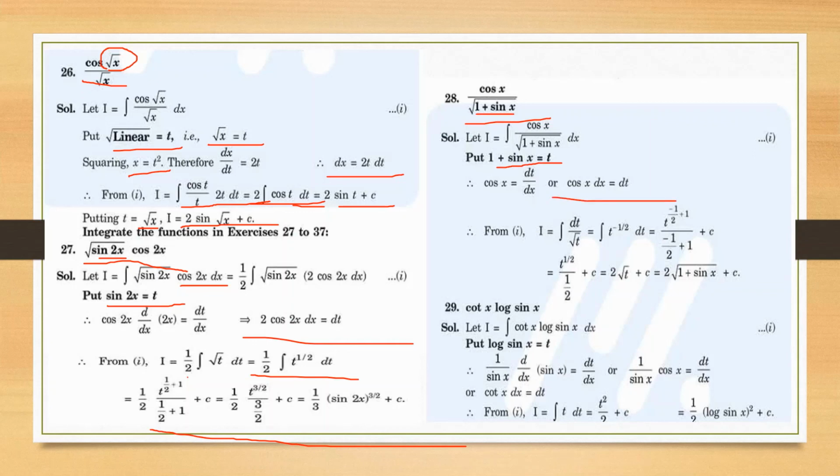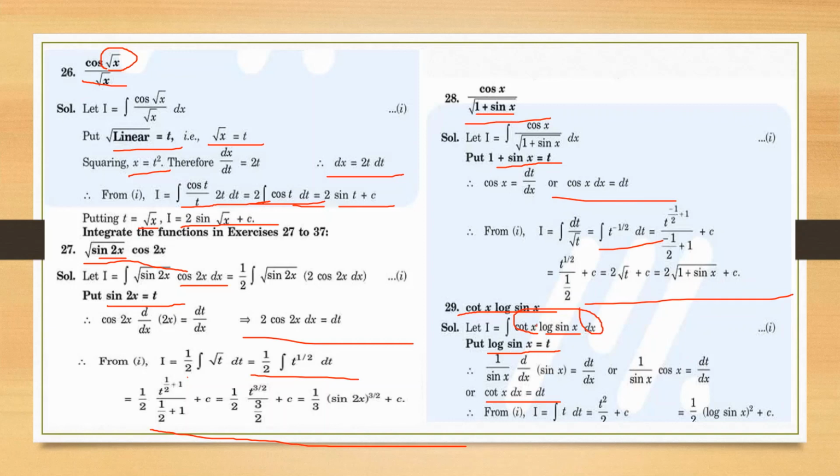Cot x log sin x. Now remember, dear students, the derivative of log sin x is cot x. So put log sin x as t. Now how will you differentiate it? As 1 upon sin x into d/dx of sin x, which is cos x. So cot x dx is dt. So this question changes to integral of t, since log sin x is your t, and cot x and dx all together will give you dt. So it is t dt, which is t square by 2, and that is half of (log sin x) whole square.